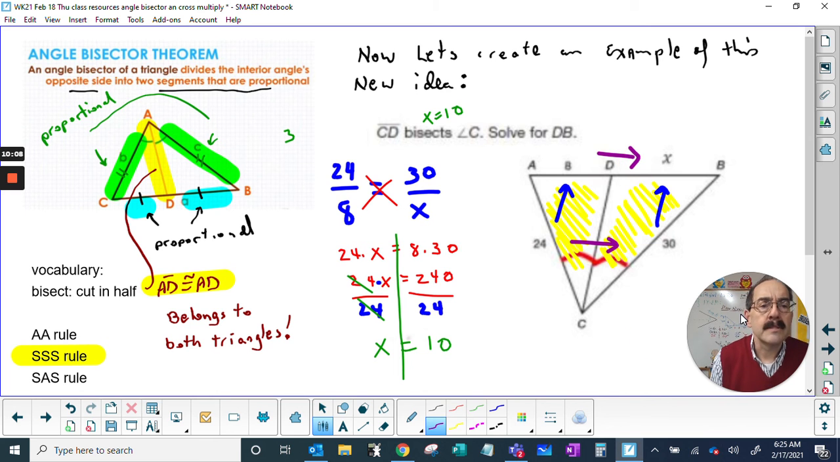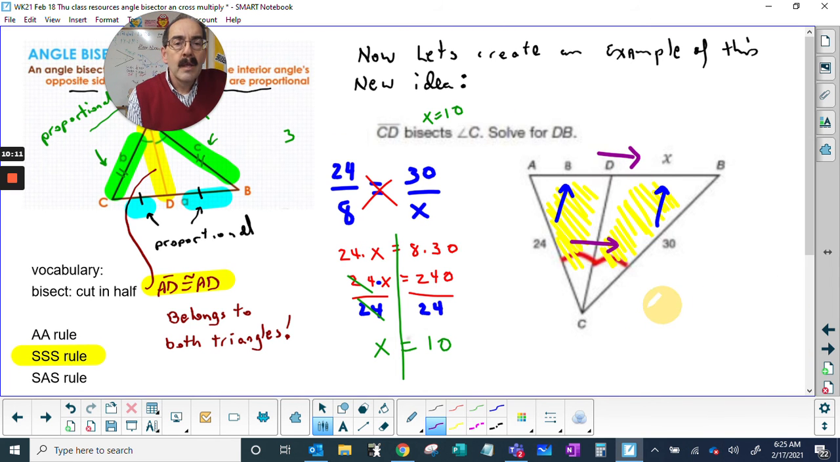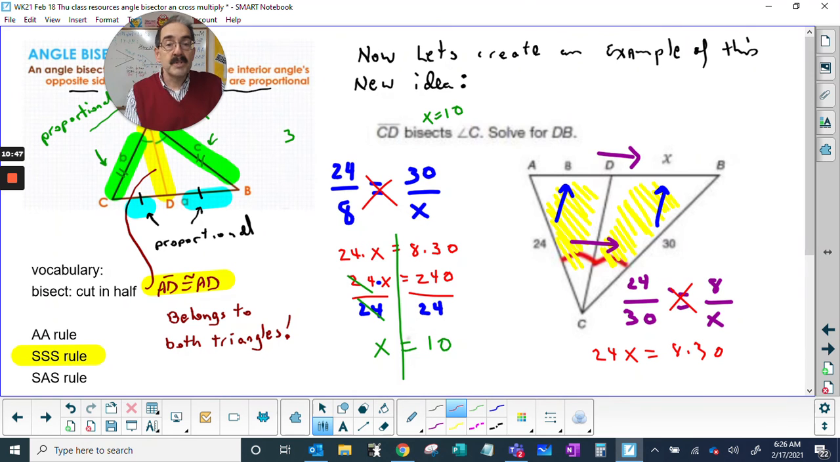Okay, so let's move me out of the way. So 24, let's get rid of that. 24 goes to 30 as 8 goes to x. You see how we get the same thing? We're going to get 24x and 8 times 30. See, the beauty of proportions, the beauty of symmetry, it doesn't matter which direction you go, you get the same answer every time.